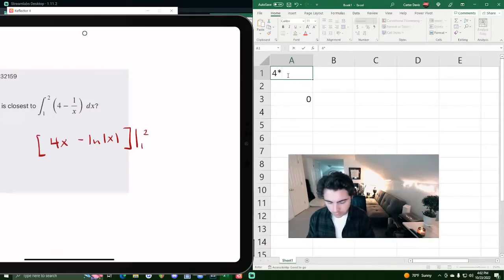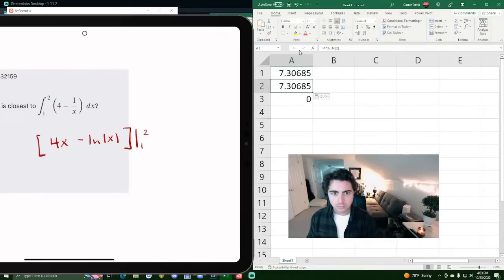First one, we are plugging in a 2, so 4 times 2 minus ln of a 2. We don't have to worry about the absolute values unless we were plugging in negatives. Like if we were plugging in -2, we would just call that ln of +2. So we have 4 times 2 minus ln of 2. I forgot to do an equal sign. There we go. And then we do the same thing. Do copy paste.